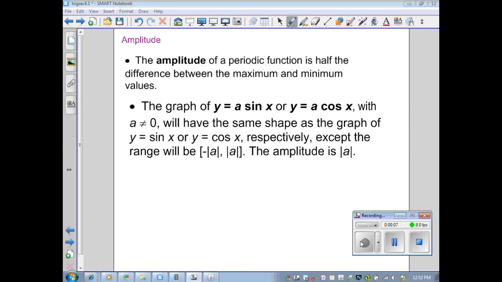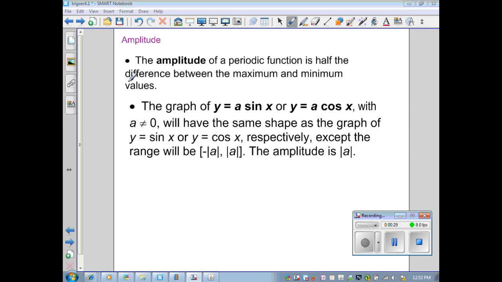How high and how low the function can go is called the amplitude. The amplitude of a periodic function is half the difference between the max and minimum values. On our last functions, the highest value is 1, the lowest value is -1. That means the total distance between them is 2. Therefore, half of that would be 1, which says how high it can go and how low it can go.